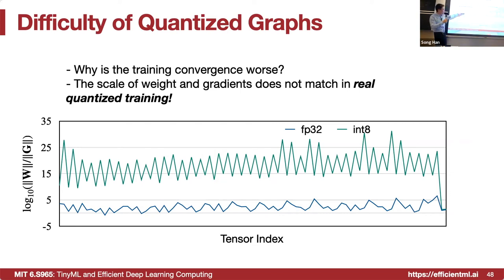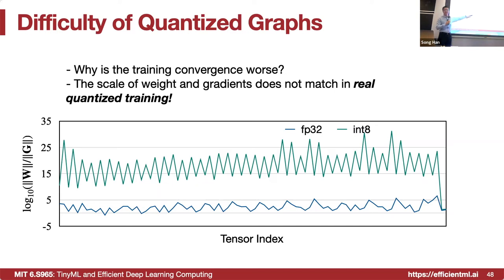And we also have another observation for this zigzag pattern, right? Can anyone guess why we have this zigzag pattern for different tensors? This is basically the tensor index. For one layer, we have weight and we have bias. Sorry, can you clarify which one of these is which? The blue color is FP32, the original full precision training. And this green color is the int8, the quantized training.